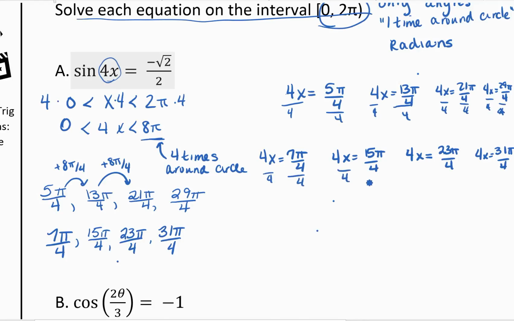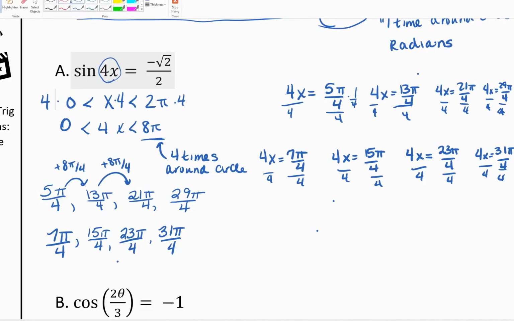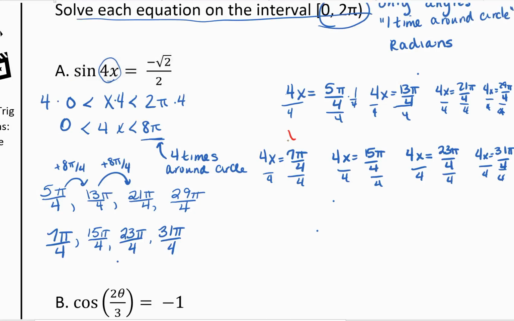Now, when we're dividing the fraction by 4, we're really multiplying it by 1/4, which would give us 5 pi over 16. All of these denominators are going to become 16. So here we're going to get x equals 5 pi over 16.